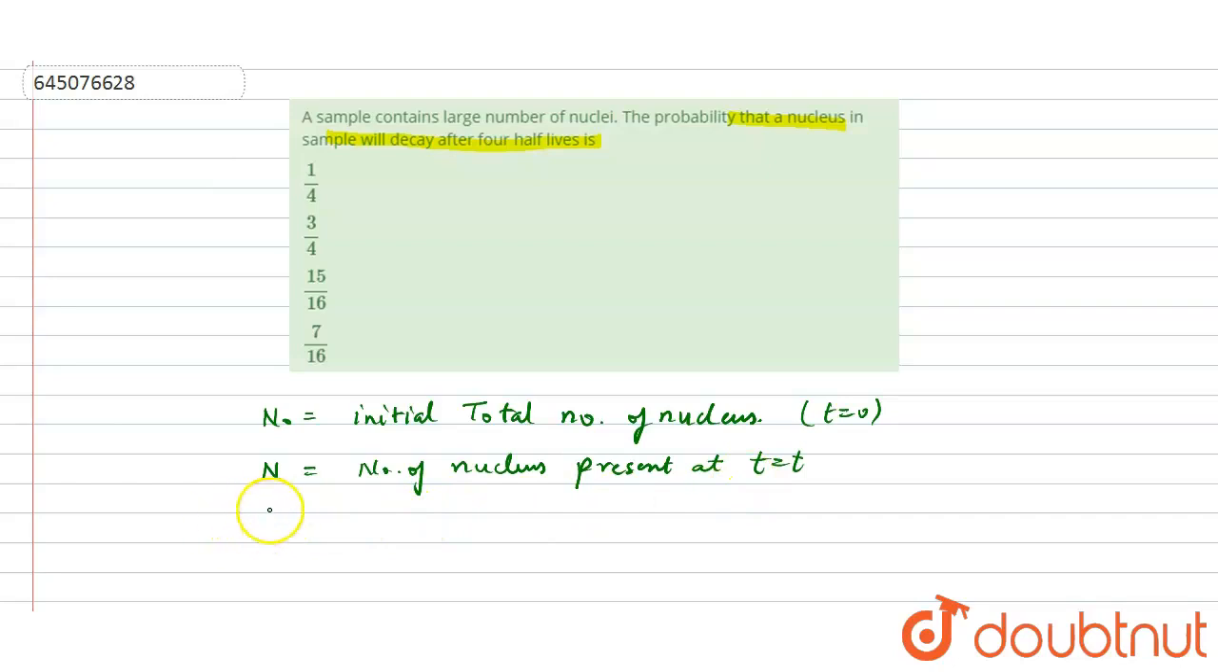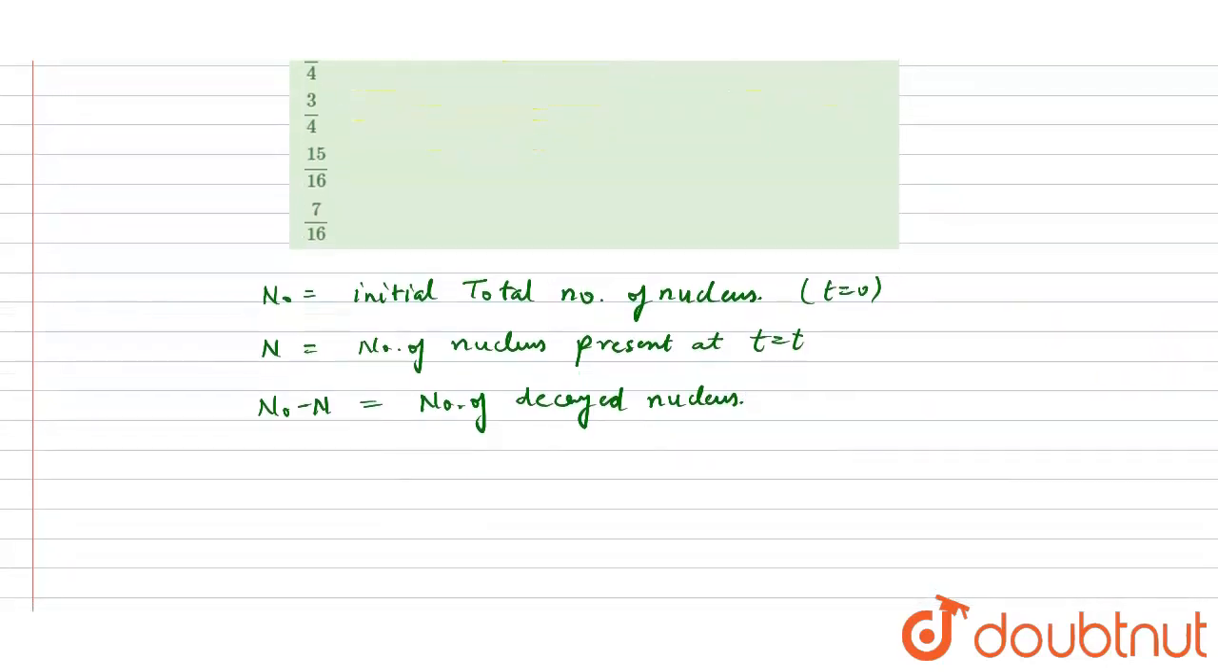Now it means the number of nucleus which are decayed before the time t equal to t will be equal to n0 minus n. So this is number of decayed nucleus. Now we have to find the probability of the decayed nucleus after 4 half-life. So we know the probability will be equal to number of nucleus decayed divided by the total number of nucleus. So this will be equal to 1 minus n by n0.